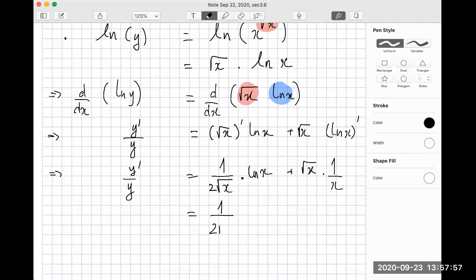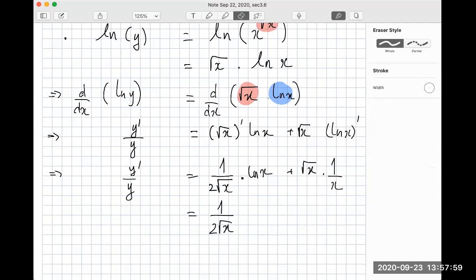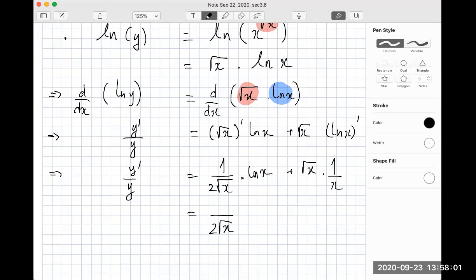Perfect. In the first fraction, we can write it this way, ln x divided by this, and the second one is 1 over square root of x. Very good. Now, can we sum them up?